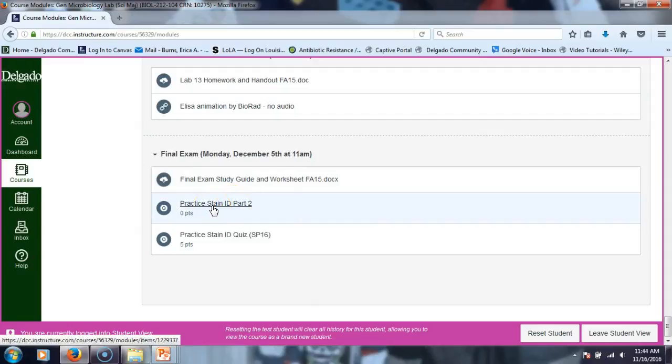There's the practice staining ID. I don't remember if I opened this one up before for you guys. There's the other practice one. Plus I have a practice quiz for today's lab that you guys can do. Remember, practice quizzes don't count. You can do them as many times as you want. They tell you the answers, right? And then I have the PowerPoints that I'm going to use today.